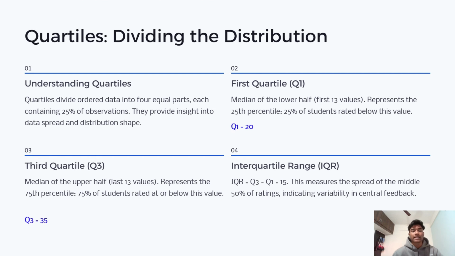The IQR is calculated as Q3 minus Q1, which for us is 35 minus 20, which equals 15. This tells us that the middle 50% of the student ratings are spread across a range of 15 points, which indicates moderate variability in student feedback.